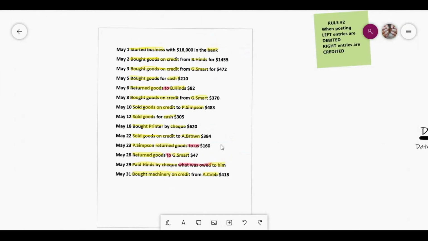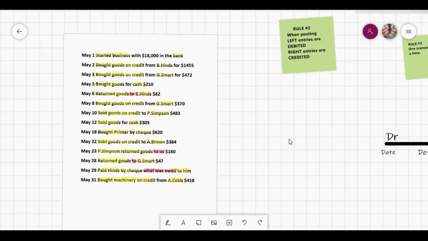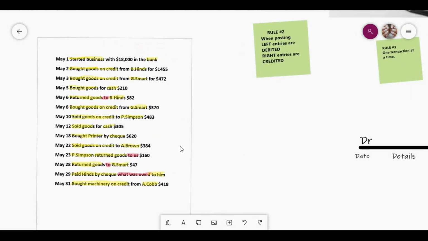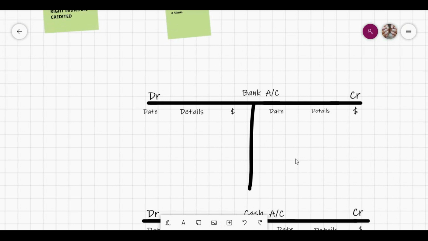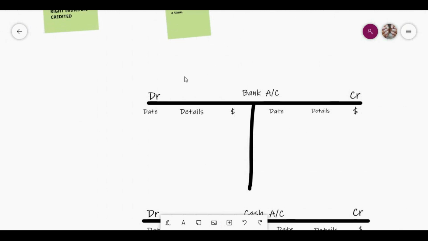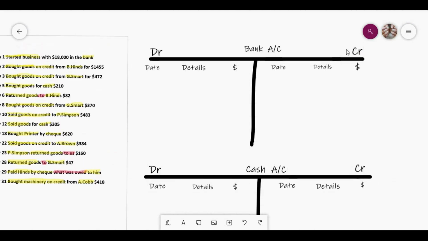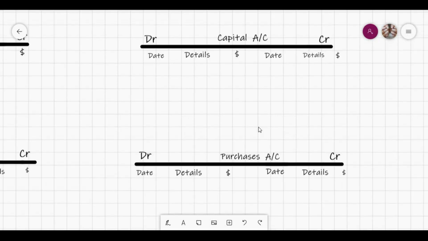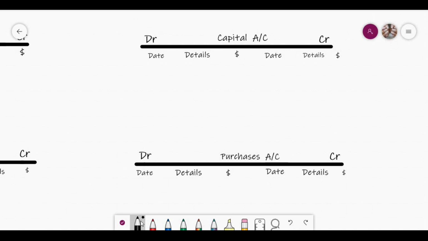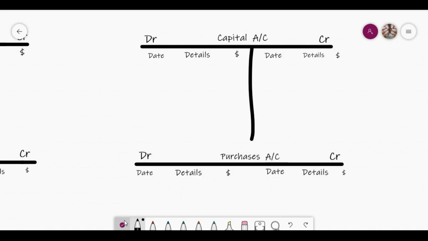Okay, so on May 1st, started business with $18,000 in the bank. This will affect the bank account and the capital account. This is how a normal T account looks. Identify the debit and the credit side, the details folio under both sides, and state the name of the account on top.